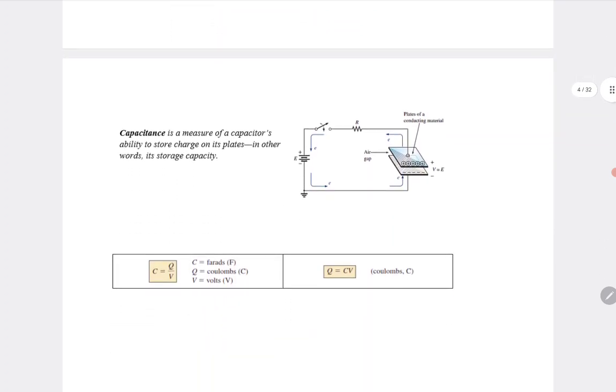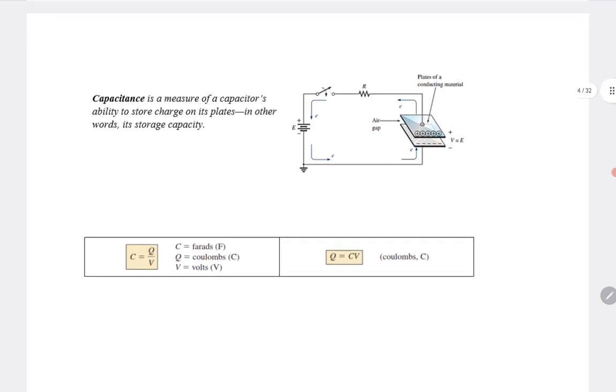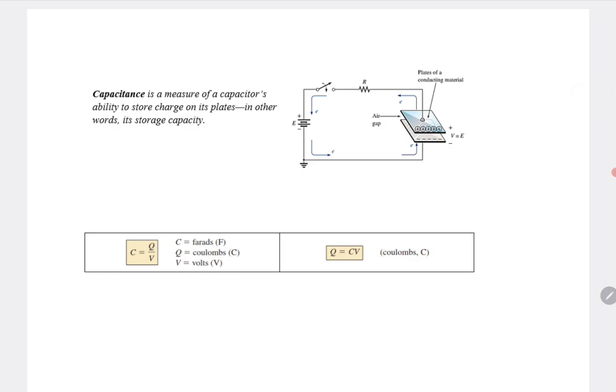Okay, so when we connect, let me make it bigger so you can see it. When we connect a capacitor to a voltage source, one plate becomes positively charged and the other becomes negatively charged. This potential difference across the plates creates an electric field, and the capacitor stores energy in this field.